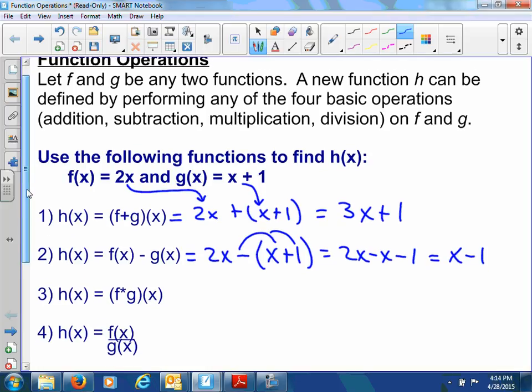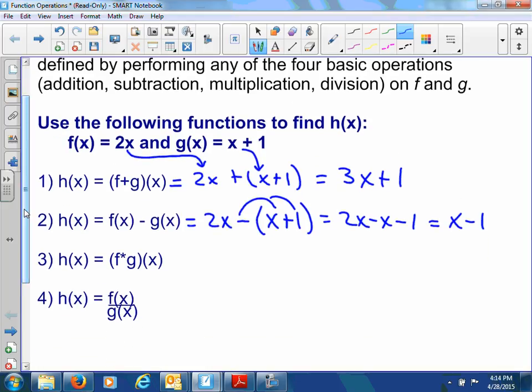If we're multiplying the two functions, f of x times g of x, we'll have 2x from the f of x times x plus 1. You'll need to distribute the 2x to both terms in g of x, which gives you 2x squared plus 2x.